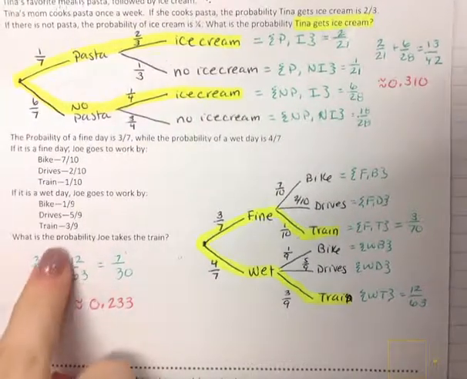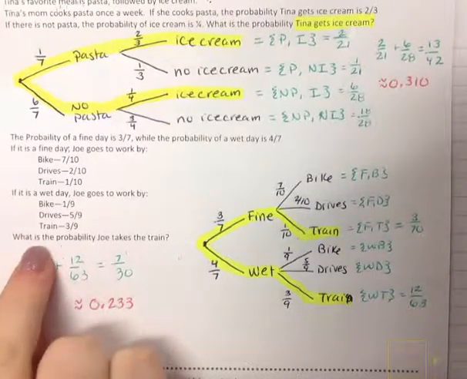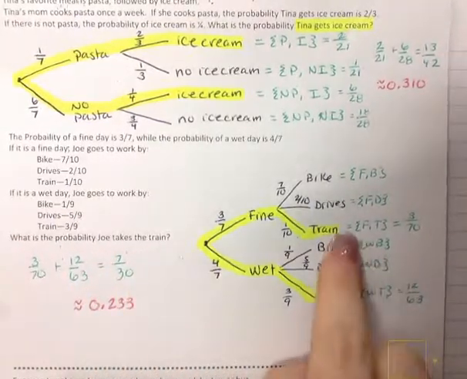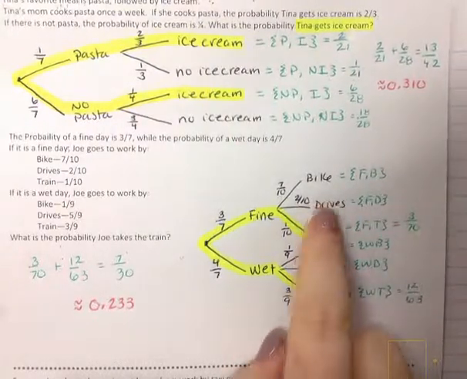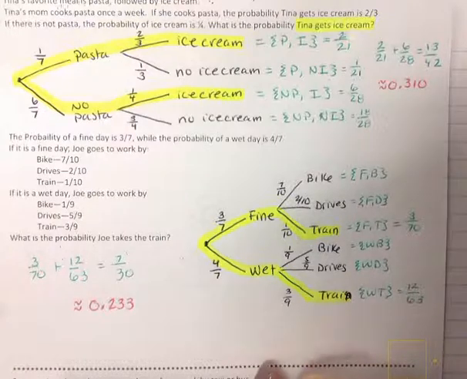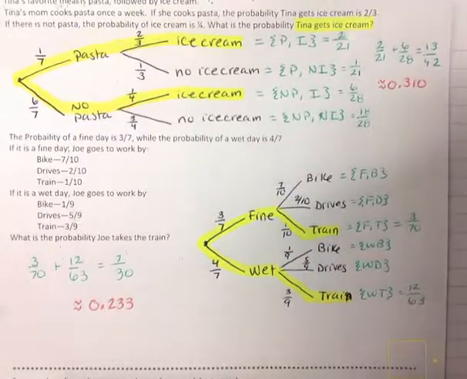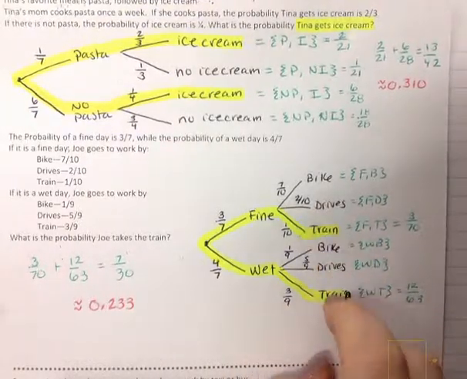So on this one, again, I didn't find every single probability because I only really needed to figure out the probability that Joe takes the train. That's the only one I care about, him taking the train. But I could have figured out how often does he drive, or how often does he not take the bike. I could have worded it like that as well. And I could have figured out all of the drives and train.